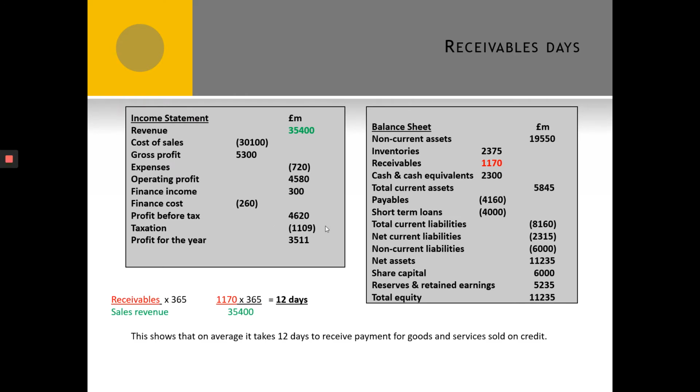Okay, so if we have a look here, receivables, as you can see, I've got it highlighted in red here. We get our receivables from the balance sheet, and we've got 1,170. Our sales revenue we take from the income statement, and we've got a sales revenue of 35,400. Receivables divided by sales revenue times by 365 equals 12 days. So therefore, it would take, for this particular business, 12 days to receive payment for any kind of product or service that they have sold on credit.